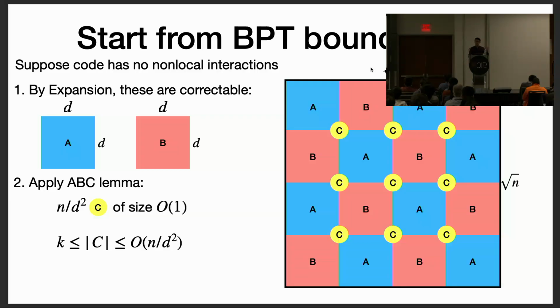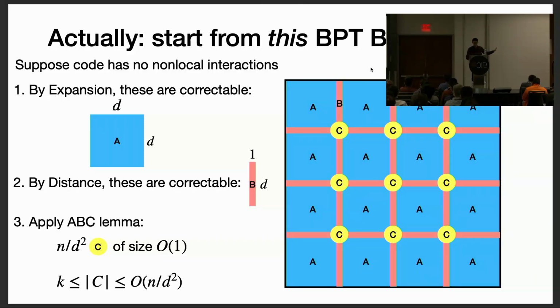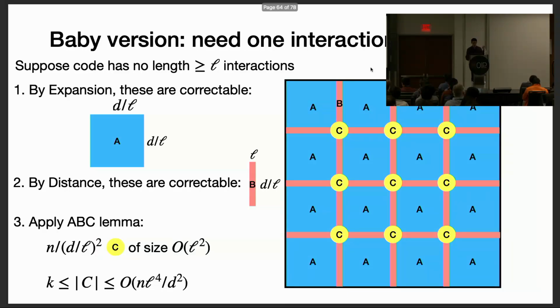So we start from the proof of the BPT bound. We don't start from this proof; we start from a slightly different proof. You can check that this partition of A, B, and C also works. So this will show that there's at least one non-local interaction. But we need to show there are many long interactions. To show there are many long interactions, you basically just do the same thing.